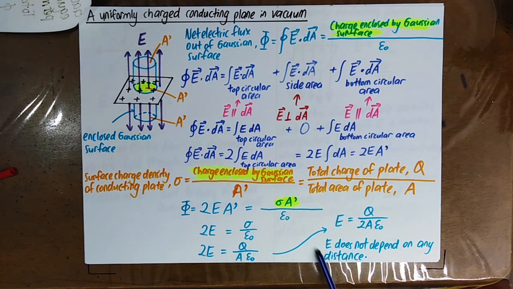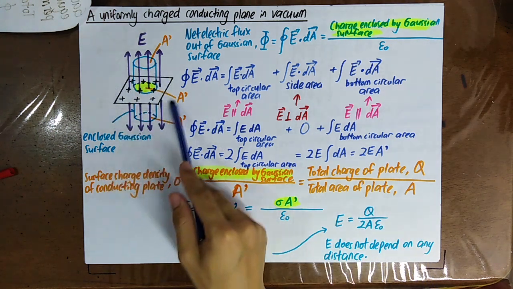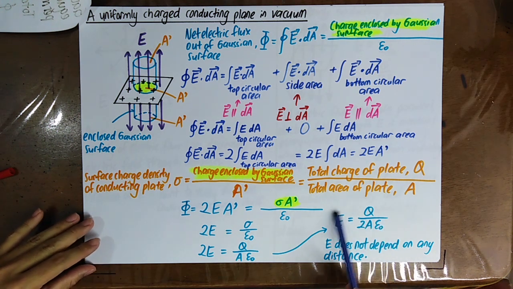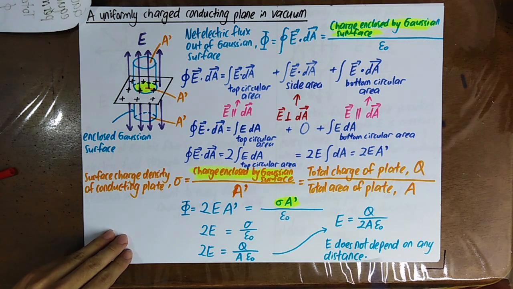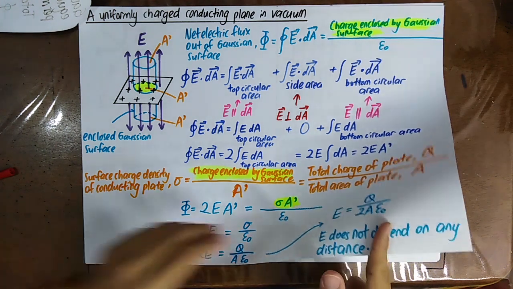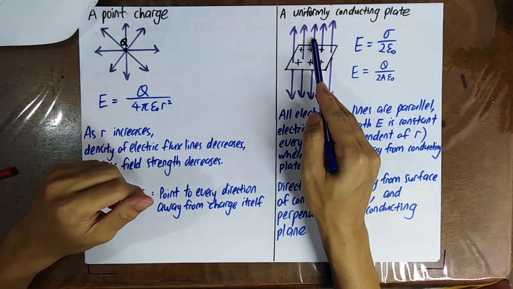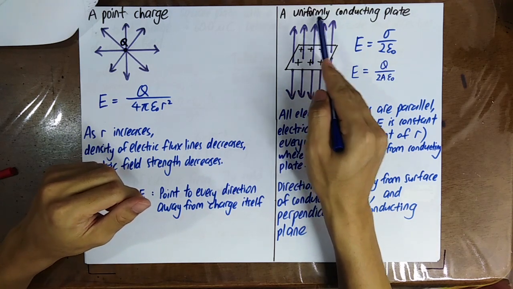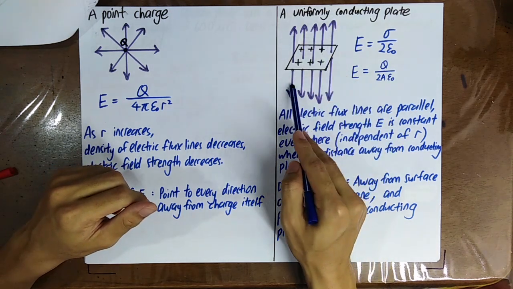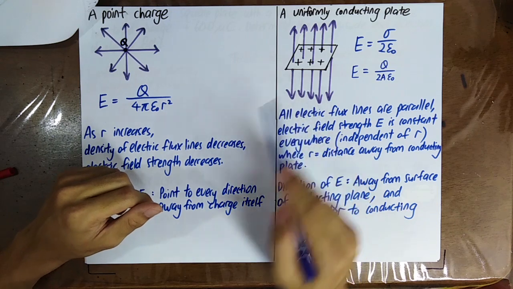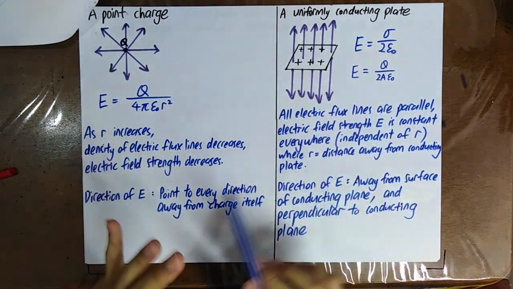So now you can get the electric field of a uniformly charged conducting plane. You realize that in this formula, Q is a constant, 2 is a constant, area is a constant, epsilon naught is also a constant. So therefore, E is a constant and E does not depend on any distance. That means the electric field here is equal to the electric field here, which is also equal to the electric field here, here, here, here, and here, because E is just a constant.